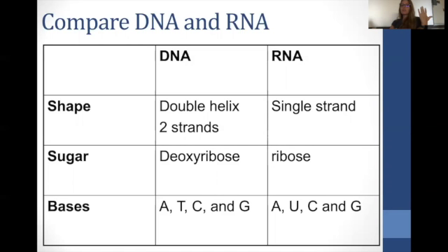So when I talk about comparing DNA and RNA, when I say shape, DNA is a double helix, it's 2 strands. RNA is single-stranded. When I say sugar, DNA is deoxyribose, RNA is ribose. Bases, DNA's got adenine, thymine, cytosine, and guanine, whereas RNA's got adenine, uracil, cytosine, and guanine. Apples to apples comparisons, just make the table.